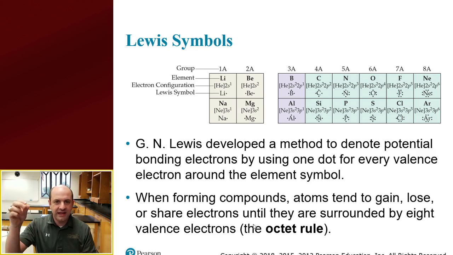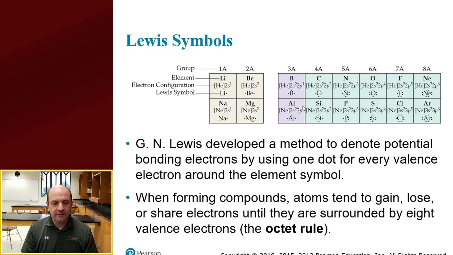So a cube has 8 corners. We're going to do 4 sides with pairs. But the idea being atoms will tend to gain, lose, or share electrons to get to 8 valence electrons. That's what we call the octet rule. 8 tends to be stable, just like the noble gases. Neon and argon here you see have 8, 2 on each side.